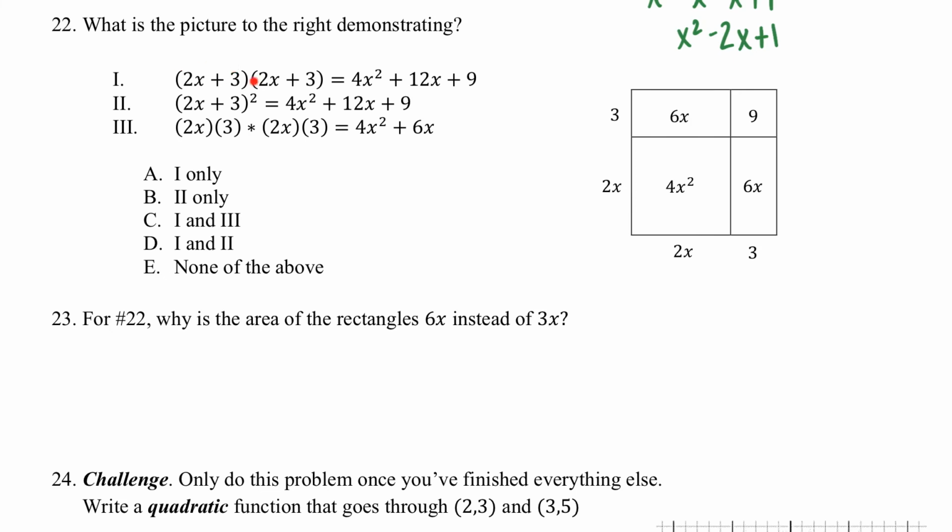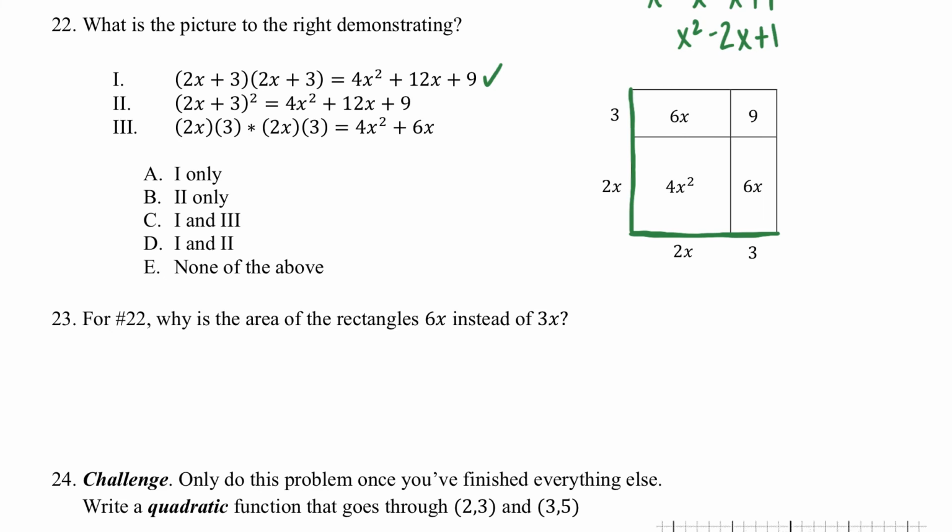So this first one is saying if you do 2x plus 3 times 2x plus 3, you get 4x squared plus 12x plus 9. If we come over and look at this, this is 2x plus 3. This is 2x plus 3. And when you multiply those together, what do you get? Well, you get 4x squared plus 6x plus 6x plus 9, which is actually 4x squared plus 12x plus 9. So it looks to me like that first Roman numeral is accurate.